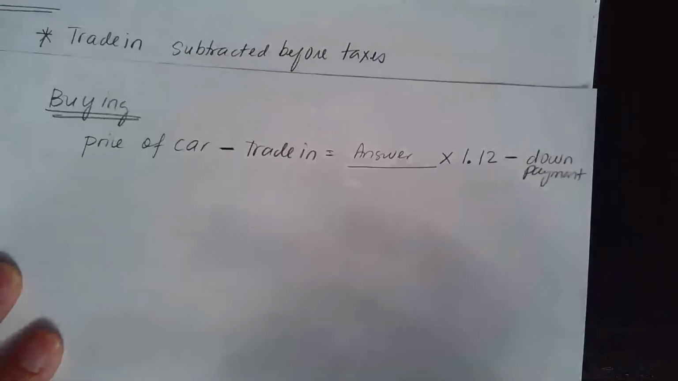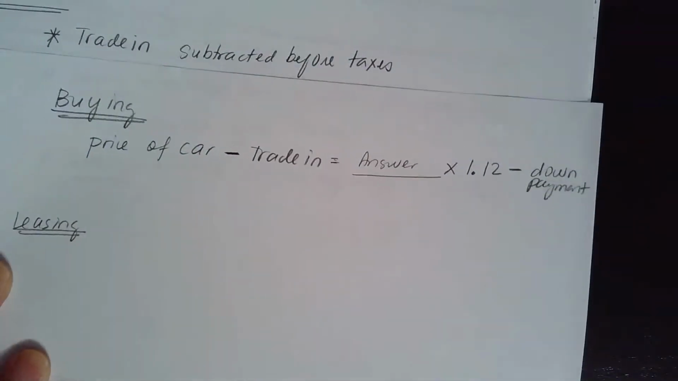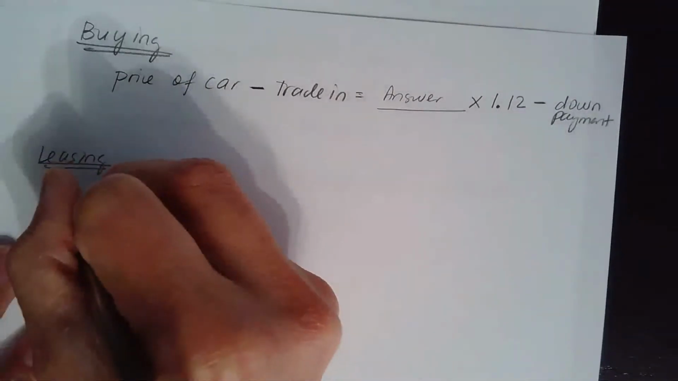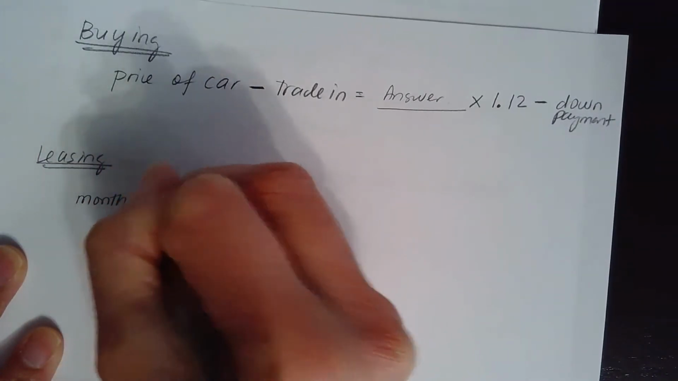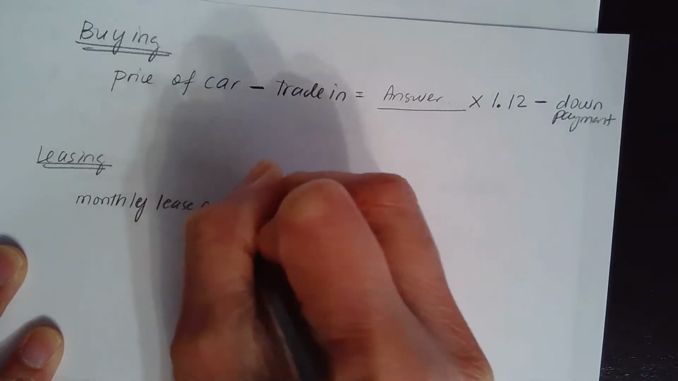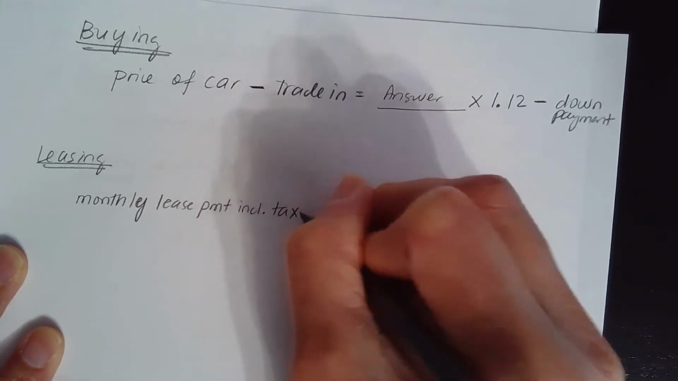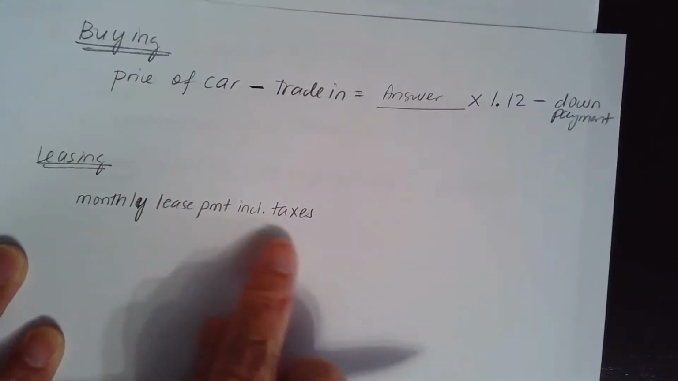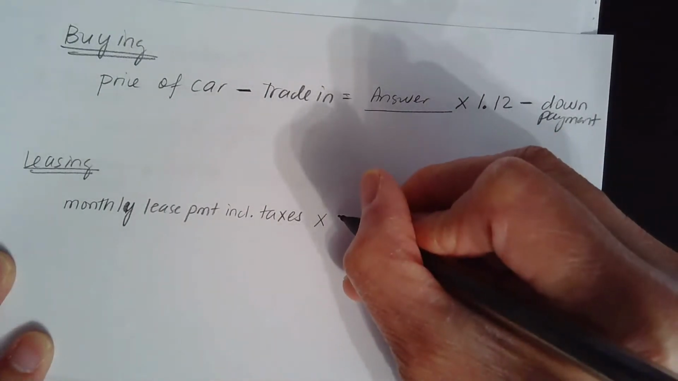Now when we are leasing, this is more like a formula here. When we're leasing, it's going to be the monthly lease payment, including the taxes. Okay, so monthly lease payment, including the taxes. And then we're going to multiply that by the number of months.